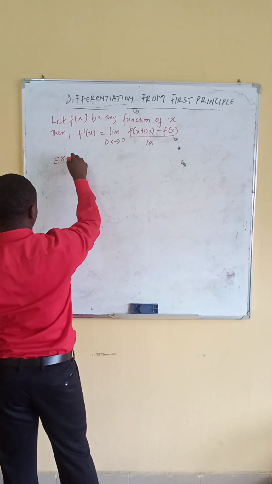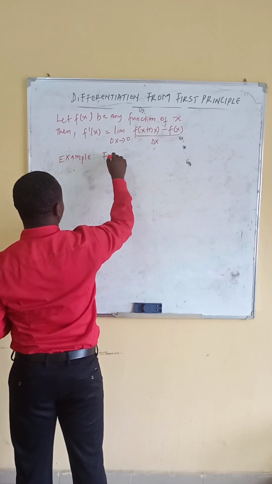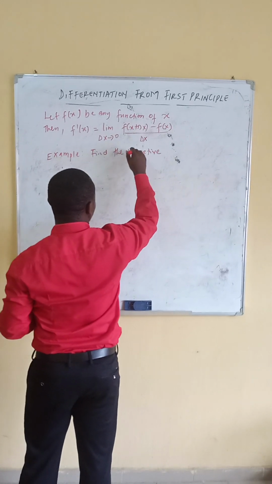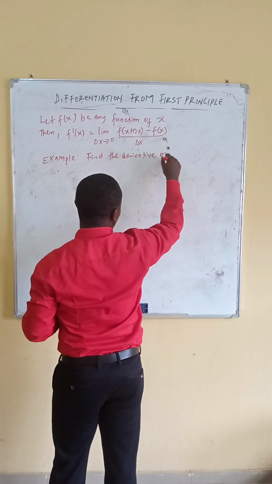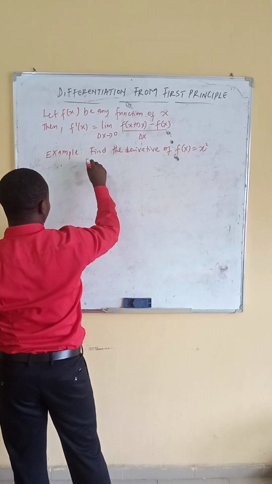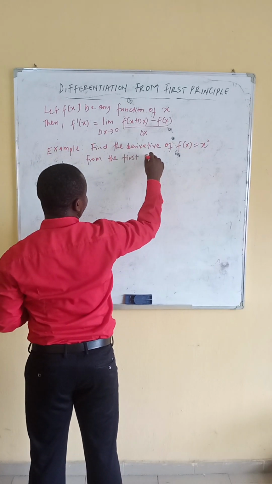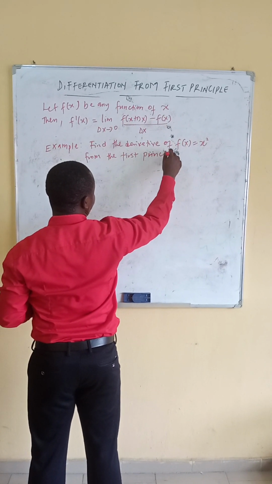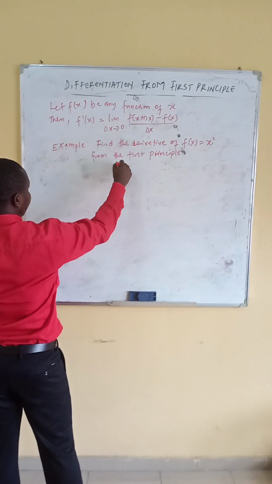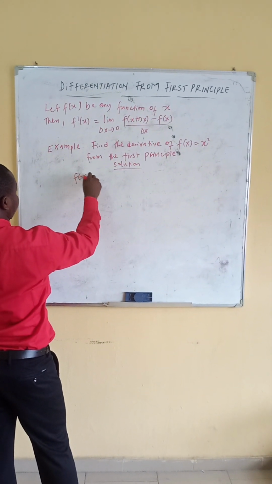Example: find the derivative of f of x equals x squared from first principle. Solution: f of x is equal to x squared.